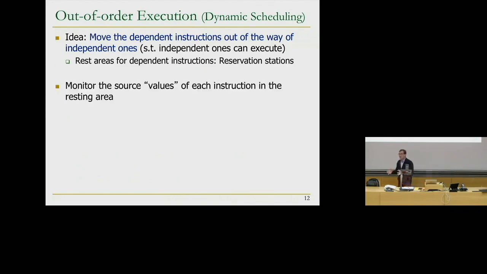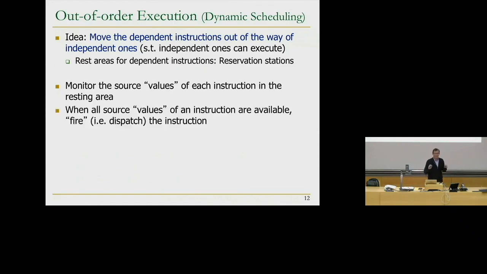While the instructions are sitting there in these rest areas or reservation stations, we're going to monitor the source values. Basically check if the source values are ready for this instruction. If they're ready, then we can actually fire this instruction. When all of the source values of an instruction are available, are produced, then we fire or dispatch the instruction. So that's the dispatch, that's out-of-order dispatch. You basically dispatch an instruction when its source values are ready, and that's exactly the soul of data flow. So instructions are now dispatched in data flow order, not control flow order. Instructions are put into the reservation stations in control flow order, but the dispatch into the execution units happens in the data flow order.